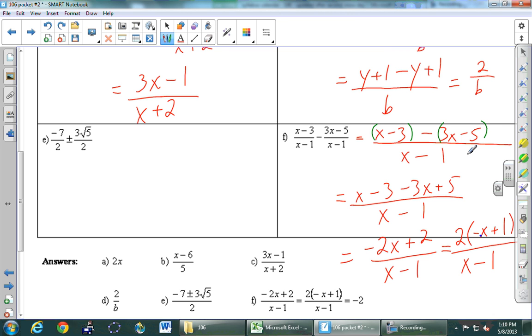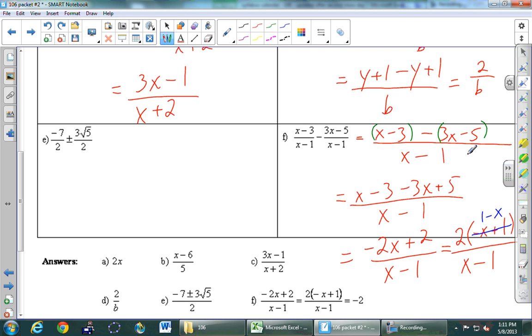Upstairs, I have a negative x. Downstairs is a positive x. Upstairs, a plus 1. Downstairs, minus 1. This, if I were to rewrite it, would you guys agree, instead of writing negative x plus 1, that's the same as positive 1 minus x? I'm not changing the signs. I'm just rearranging it. And then look, 1 minus x and x minus 1, that's that funny thing where it's the same thing top and bottom, but backwards, right?